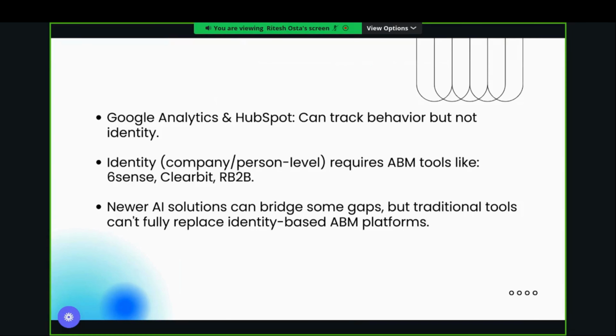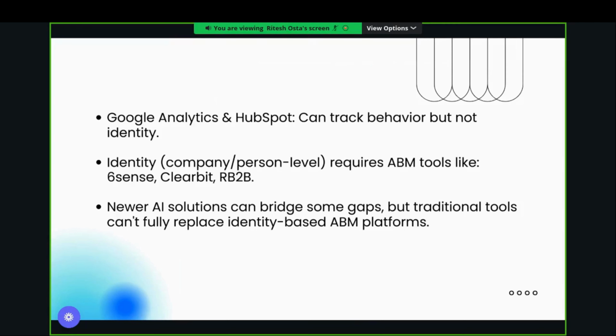So identity level data needs to be mapped. Okay, and there are companies who provide this particular data like Sixsense and Clearbit and others. Okay, there are data providers out there, but you have to implement those as a track.